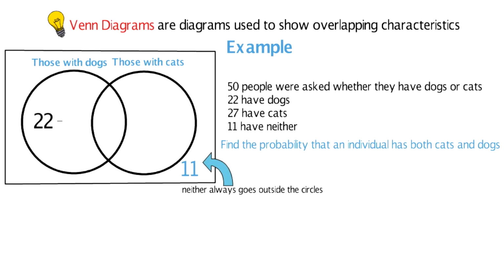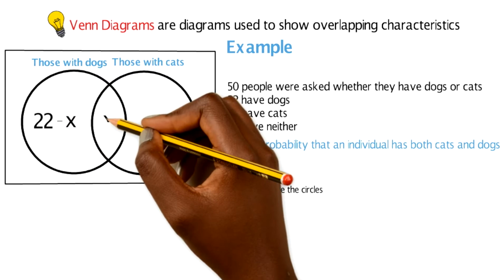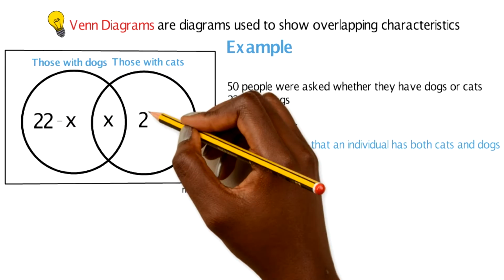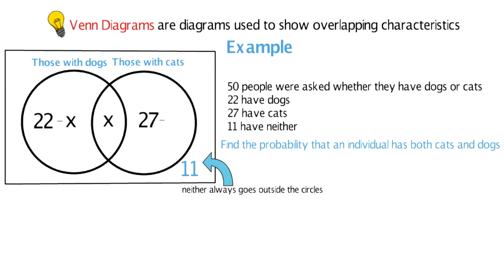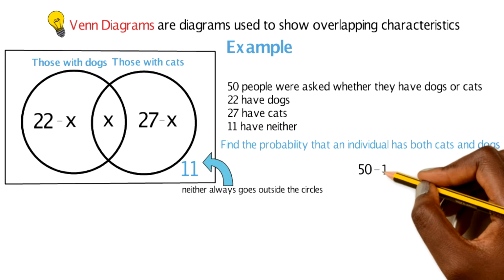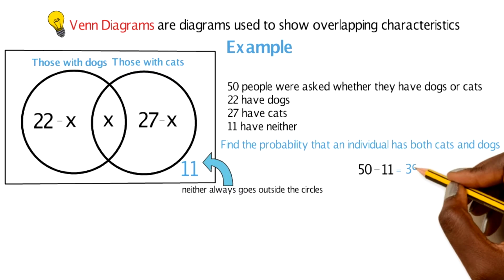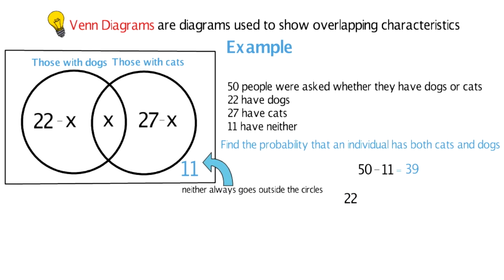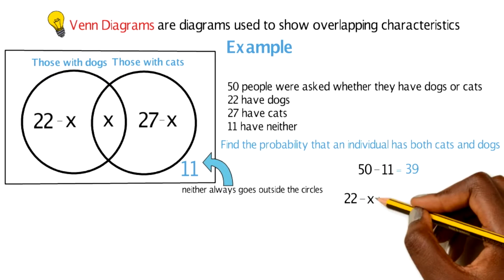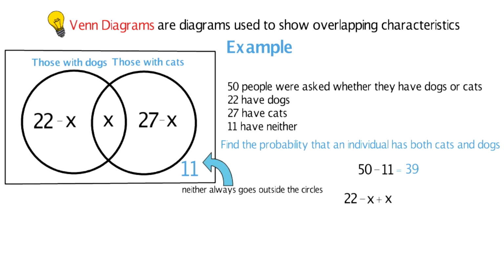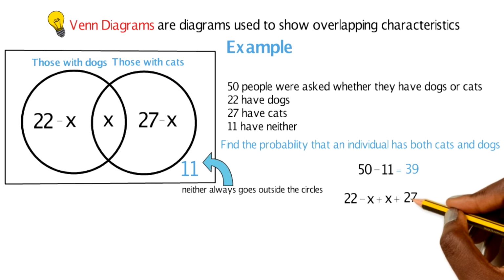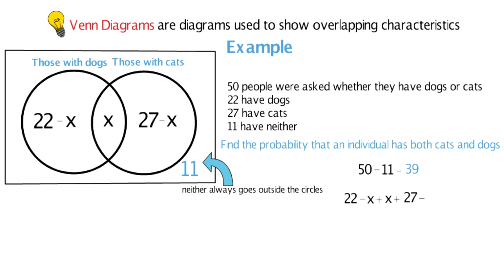Then, for those that have dogs, it's going to be 22 minus x. The reason it's minus x is because x is the number of people that have both cats and dogs. And for those with cats, it will be 27 minus x. So we need to work out what this x is. We're going to do it bit by bit. First step: the total number of people we asked, 50, minus the 11 people that don't have cats or dogs, which is 39 people that have either a cat or a dog or both. Then we combine the 22 minus x plus the 27 minus x, because all of that added together is going to be equal to the 39 individuals that have either cats, dogs, or both.